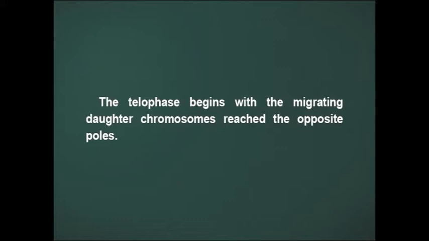The telophase begins when the migrating daughter chromosomes reach the opposite poles. During it, the nuclear envelope reassembles around each group of chromosomes to form two daughter nuclei. The mitotic apparatus, except the centrioles, disappears. High viscosity of the cytoplasm decreases. The chromosomes resume their long, slender, extended form, and RNA synthesis restarts, causing the nucleolus to reappear. Now let's come to the cytokinesis.